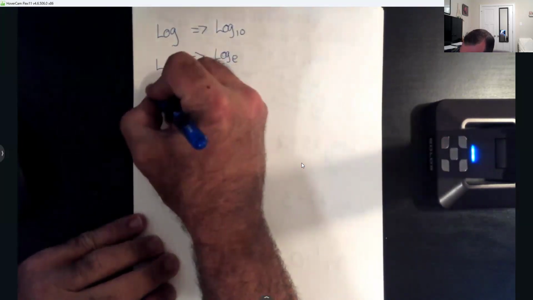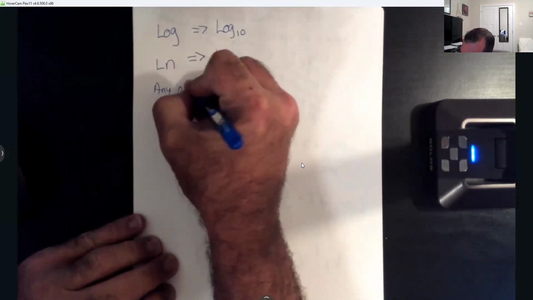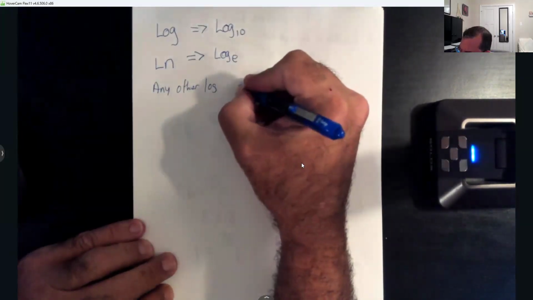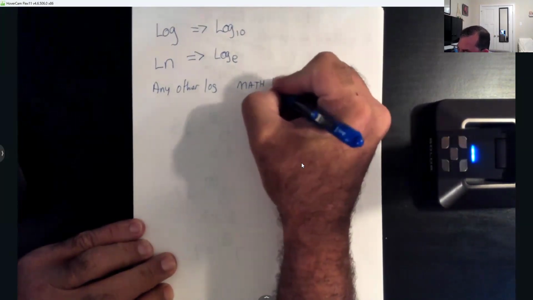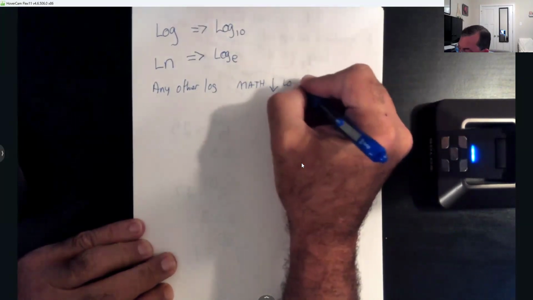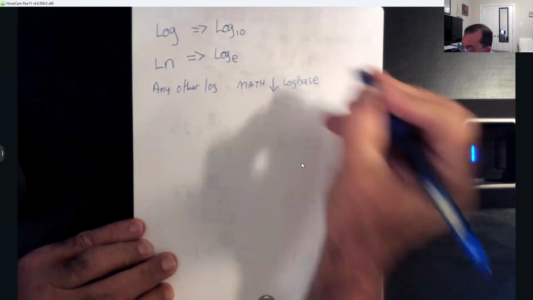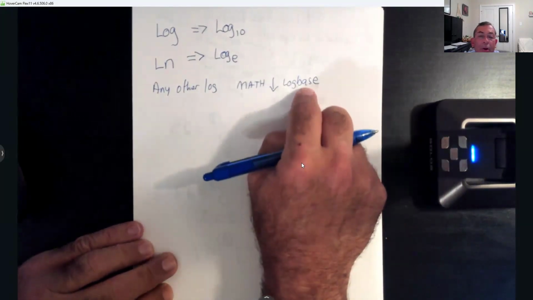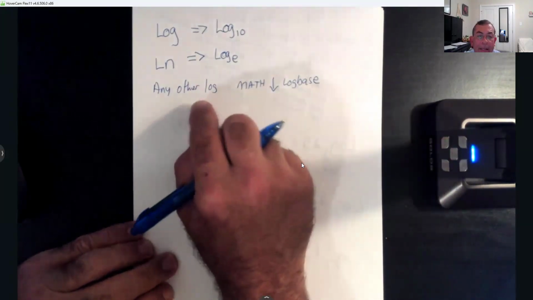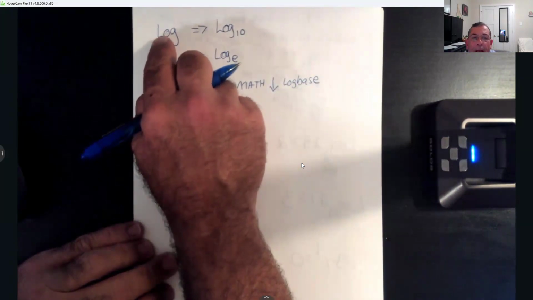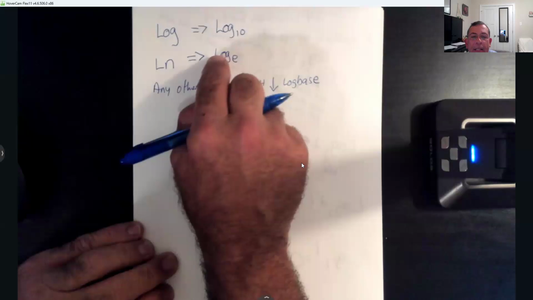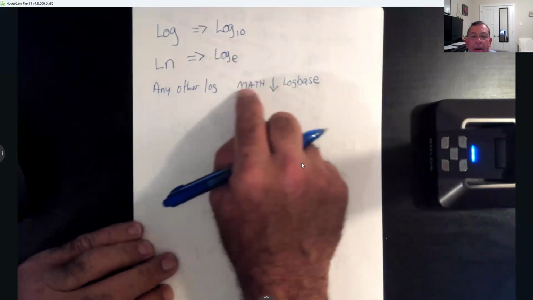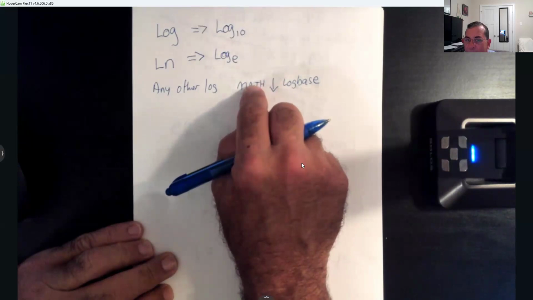Any other log, so to get any other log, we hit the math button, and then we arrow down until we get log base. The log base allows me to put in a log with any base. So the one on the front of the calculator, the log, stands for log base 10. The LN stands for log base e. Any other log, we have to go to the math button.